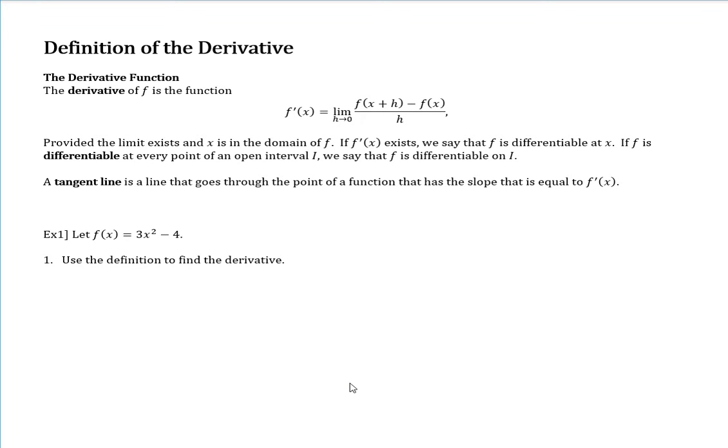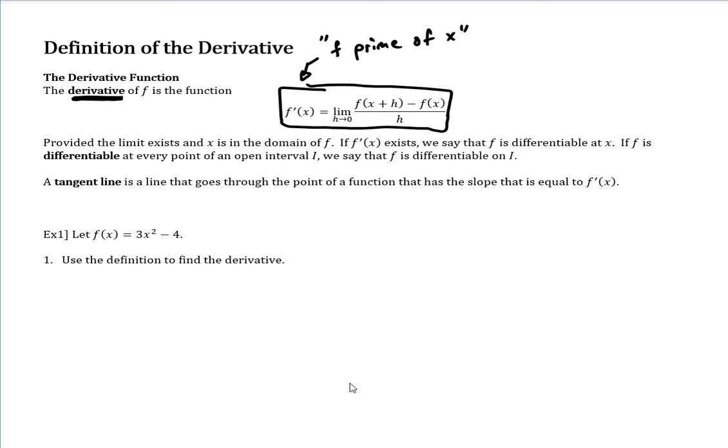Hello everyone. Welcome to our video on the definition of the derivative, where we will apply the definition to a polynomial function. So the definition of a derivative. The derivative is one of our main things that we focus on in calculus. The derivative is the function right here. And we say the derivative, that is f prime of x, is how we often say it. So the derivative is denoted using f prime.